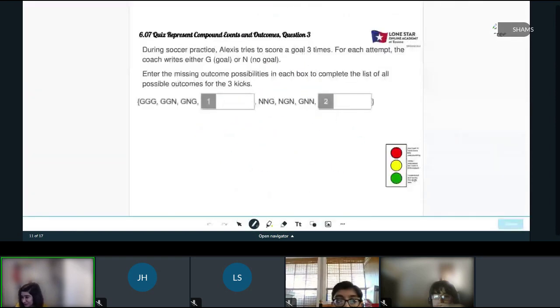It's not a challenge for me because I have my answer key. I'm not giving it much thought. So Lena, let's see here. G stands for goal, N stands for no goal. Here are the combinations given to you: GGG, GGN, GNG, missing, NNG, NGN, GNN.